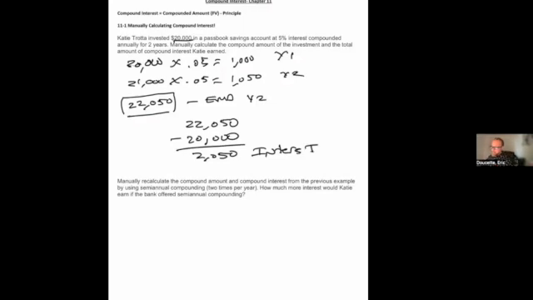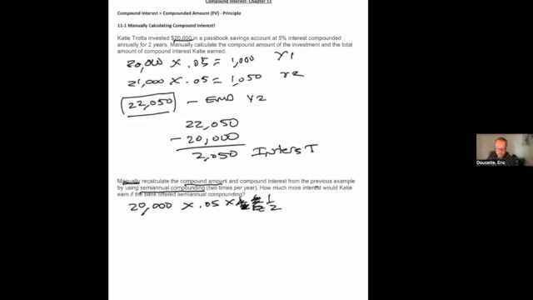All right, we're going to do the same problem. This time we're going to manually calculate the compound amount from the previous example using semi-annual compounding. So before we were just doing it by the year. Now we're going to do it twice a year. So in this case, we're going to somewhat use our simple interest formula, 0.05 times 1/2. Remember, you could do 6 by 12, but 6 by 12 is the same thing as 1/2. So we're going to just do it by 1/2.